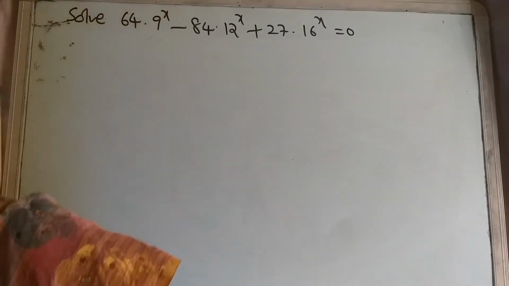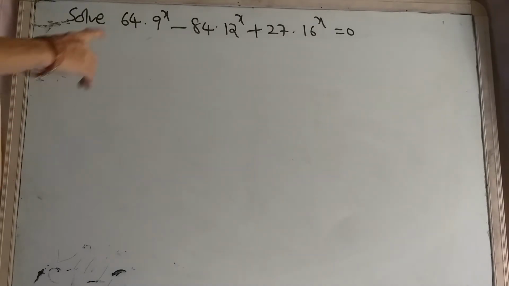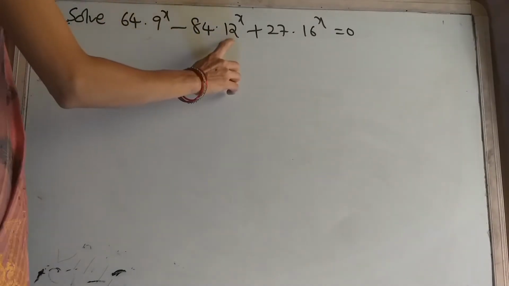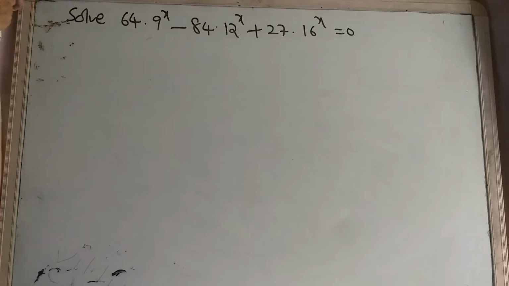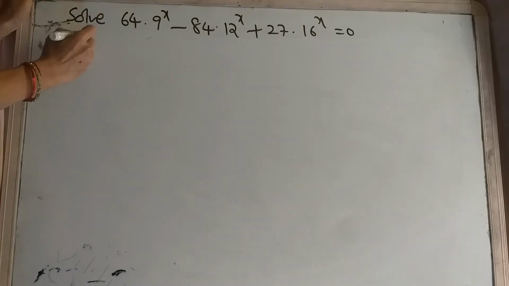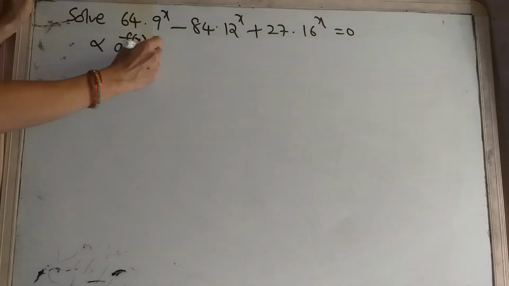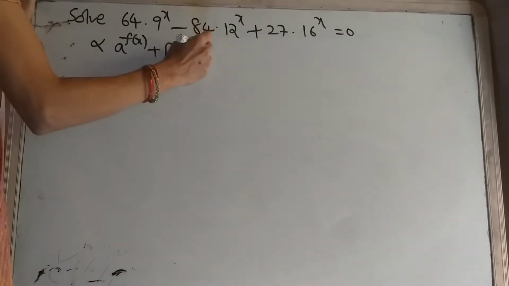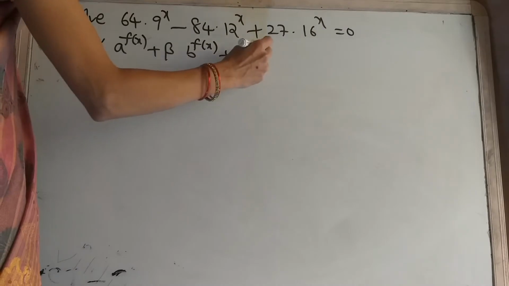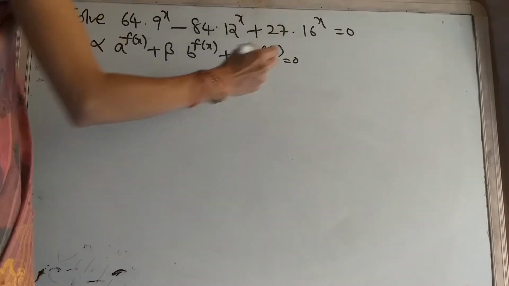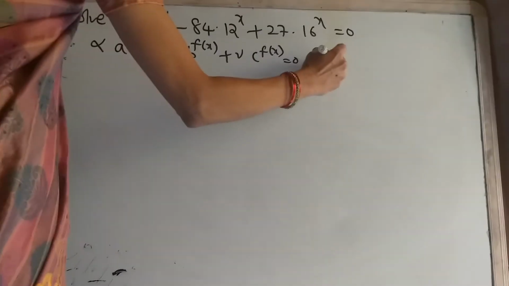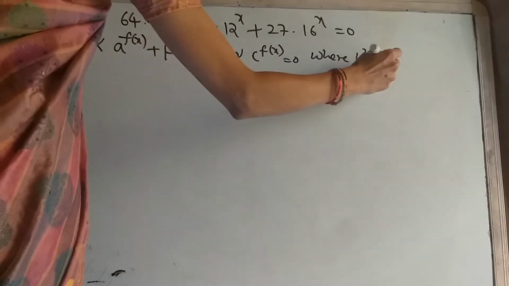Today I explain quadratic equation IIT oriented questions. See the question. Solve 64 into 9 power x minus 84 into 12 power x plus 27 into 16 power x equal to 0. So then take the quadratic equation of the form alpha into a power f of x plus beta into b power f of x plus gamma into c power f of x equal to 0, where b square equal to ac.